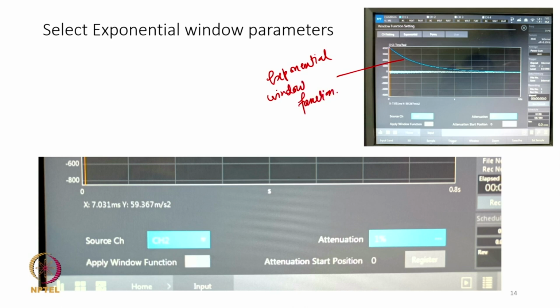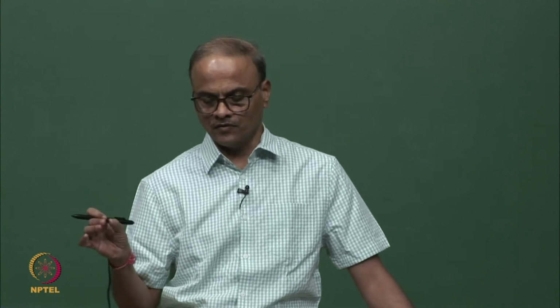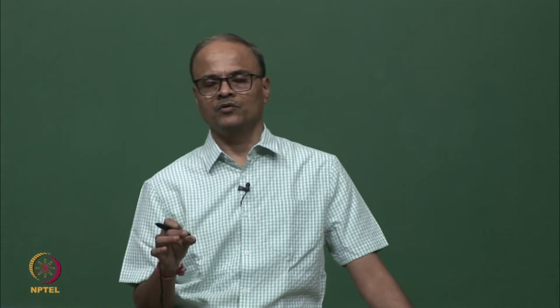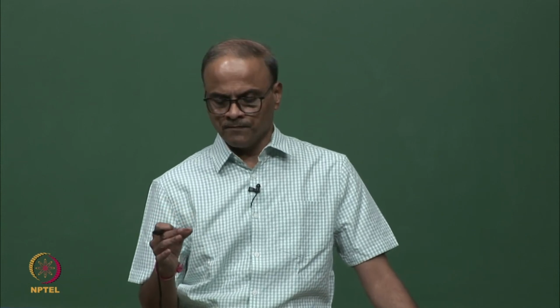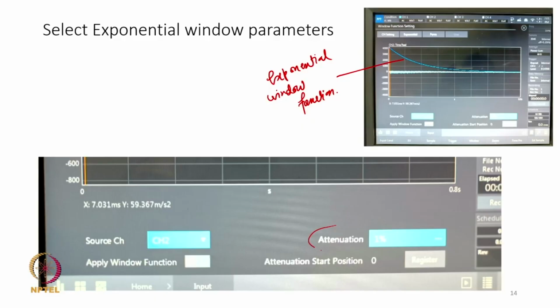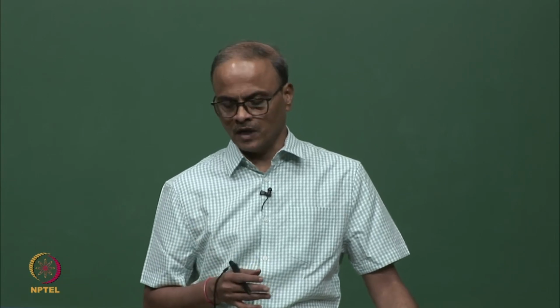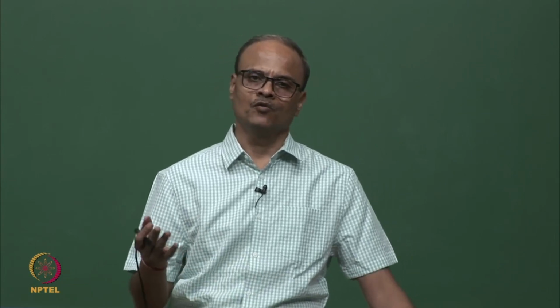Okay. So this window function attenuates from a large value to a small value, and the ratio of this small value at the end of the window and the initial value is referred to as attenuation. That is something we need to choose. You can see here in the parameters, this attenuation has to be chosen, and we have chosen a 1% attenuation, which means that the value of the exponential function at the end of the time history divided by the initial value of the window, that ratio is 1%, that is 0.01.